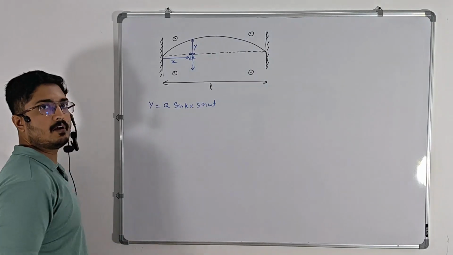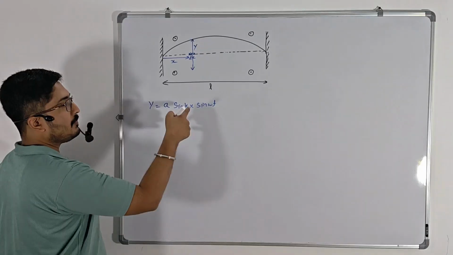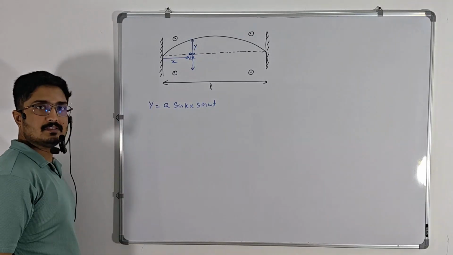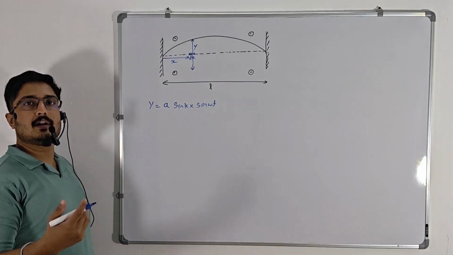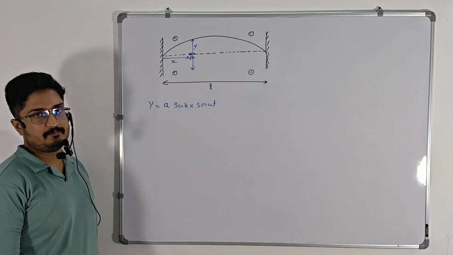Both of them should be a sine function. Then if I put t equal to 0, I'll get y is equal to 0. Or if I put x equal to 0, then also my y is equal to 0. These are kind of like boundary conditions, we say. Using those boundary conditions, we have fixed the equation how it should be.